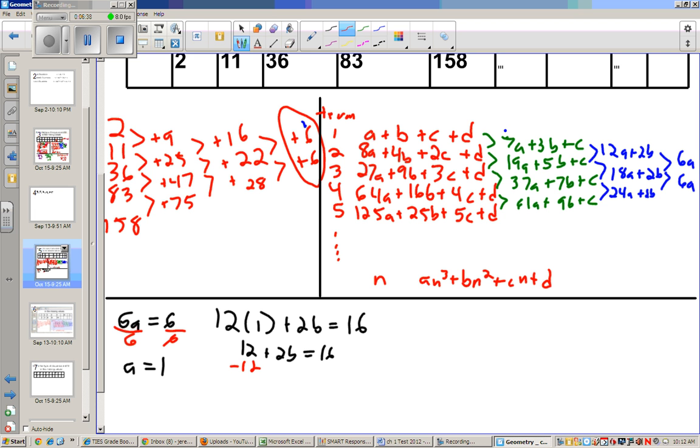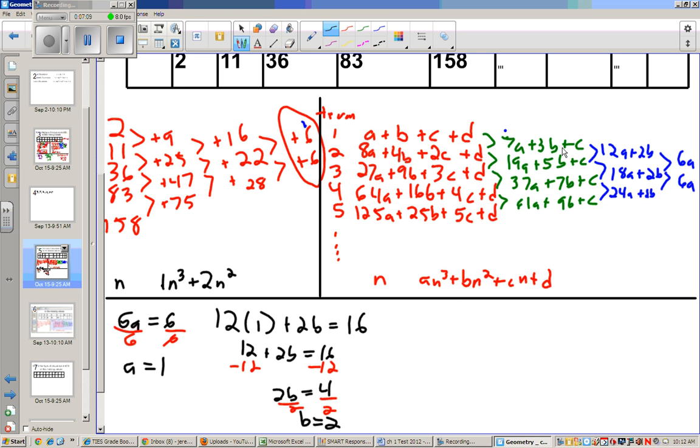Subtract 12 on both sides. 2b is equal to 4. Divide that by 2. And b is equal to 2. So now I have my a and I have my b. So for my n, I can start my equation 1n cubed plus 2n squared. Now I want to find my c. So I'll look in this column. I would use the numbers that are the easiest.